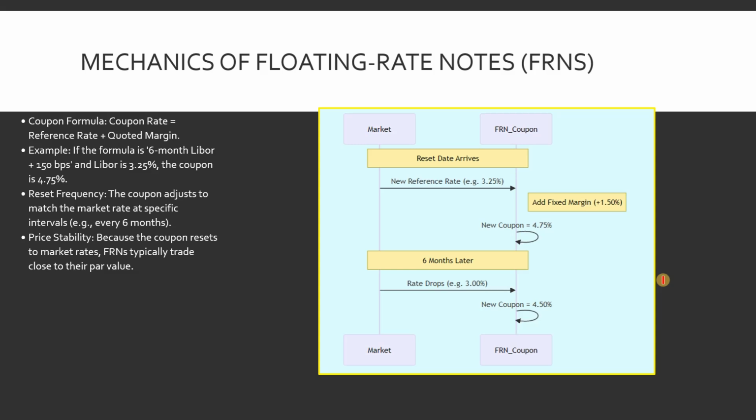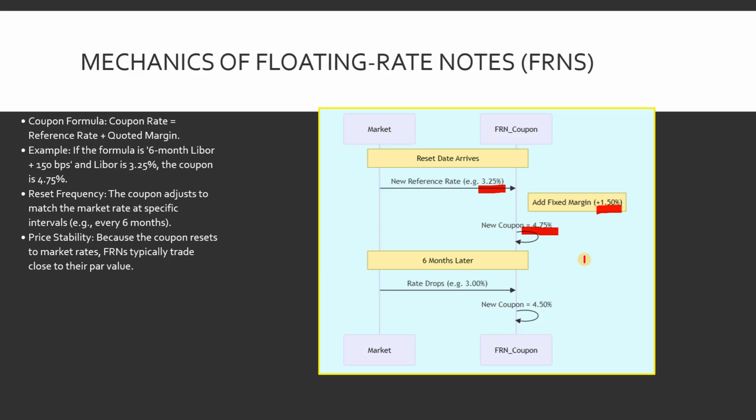Now let's look at the math behind the floating rate note. The coupon formula is simple: take the current reference rate and add a quoted margin. For instance, if you own a bond paying 6-month LIBOR plus 150 basis points and LIBOR is currently 3.25%, your coupon for this period is 4.75%. The same is shown in the example here: 3.25% is the current LIBOR rate, the fixed spread is 1.5%, so the total coupon you would get in the current situation is 4.75%.